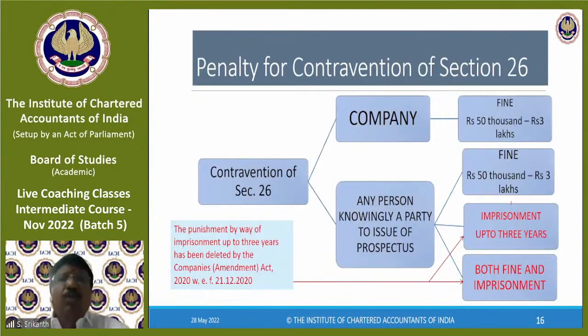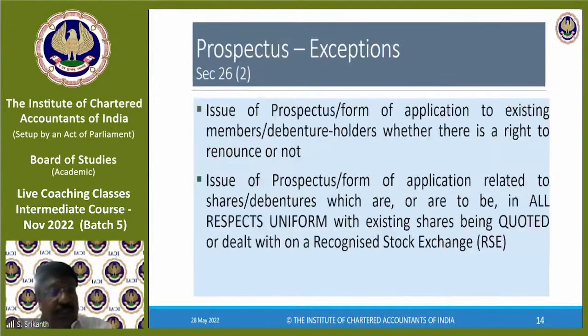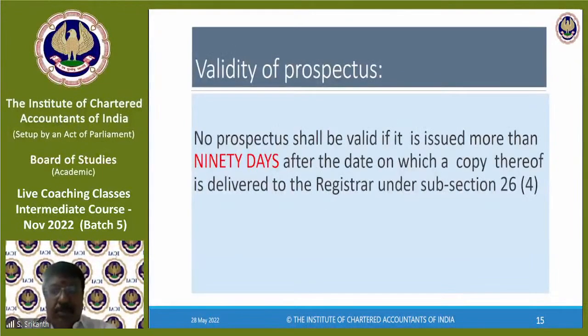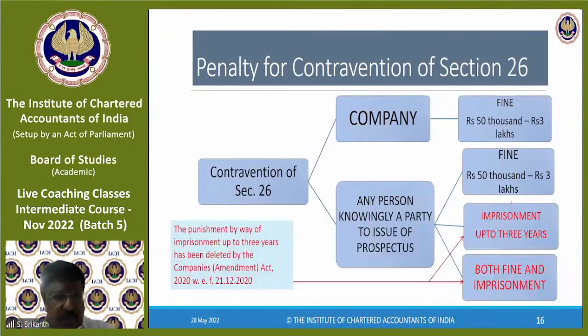Chalo. If you do not comply with section 26, then there is a punishment. Contravention of 26 is anything, right from not complying with the content, not getting consent of the expert, or anything where you are not complying with this provision, or more importantly, not giving the prospectus for registration but issuing the prospectus. Such things, they catch hold of that. It's a contravention of section 26.